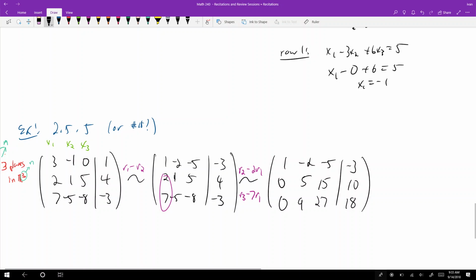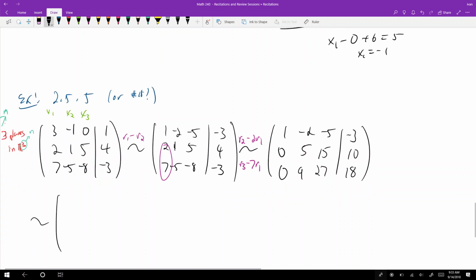So we got multiples, they're like obvious factors in some of the rows, and so it just makes sense to get rid of them. So we'll divide row 2 by 5 and row 3 by 9. So that becomes 0, 1, 3, 2, and the bottom row also becomes 0, 1, 3, 2.